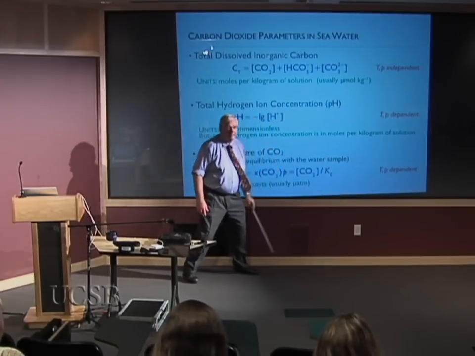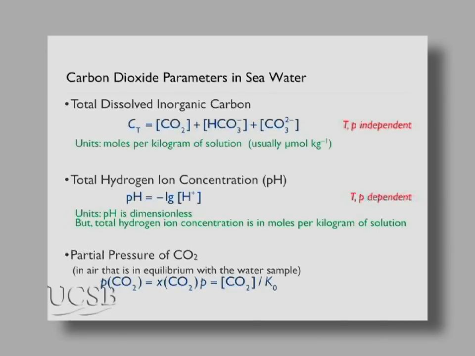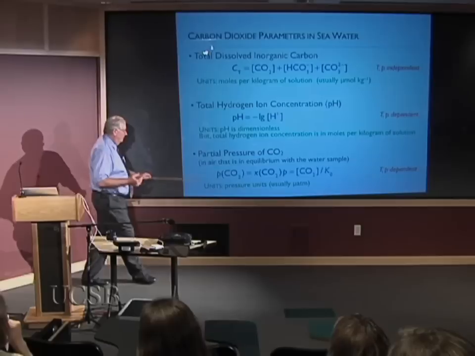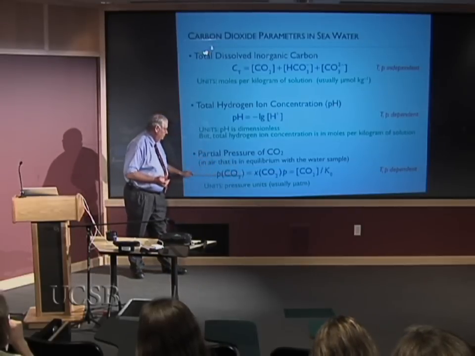Again, as this is a single species, it's temperature and pressure dependent, and the units for PCO2 are always pressure units, usually microatmospheres. When somebody says the PCO2 of seawater is 400 ppm, they are committing, at the very least, a faux pas. Possibly they don't really even know what they're talking about. PCO2s are pressure units. And the key is this relationship here.